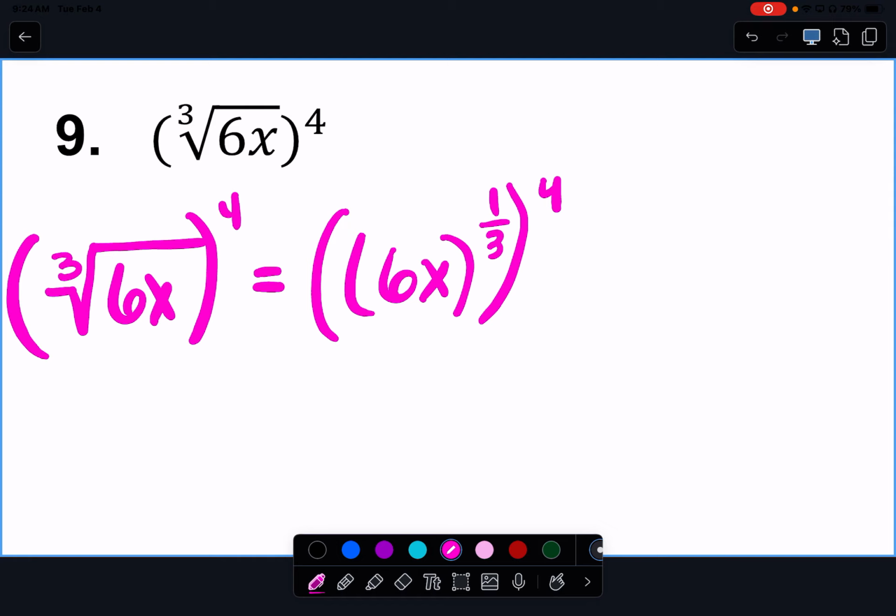When I raise a power to a power, what do I do? We multiply. What is 4 times 1/3? 4/3. So we get 6x to the 4/3.